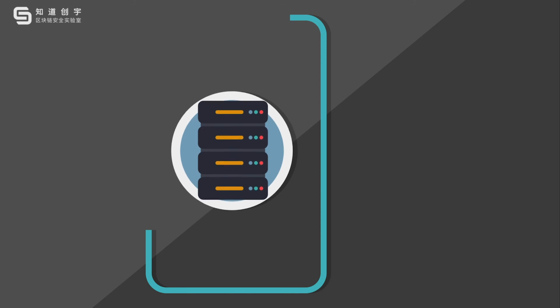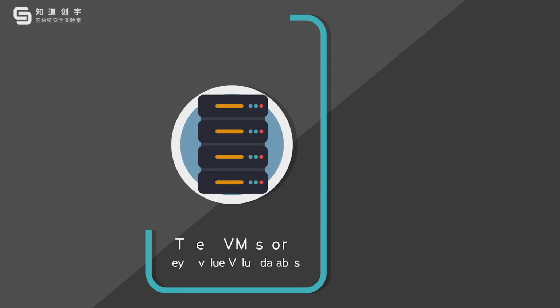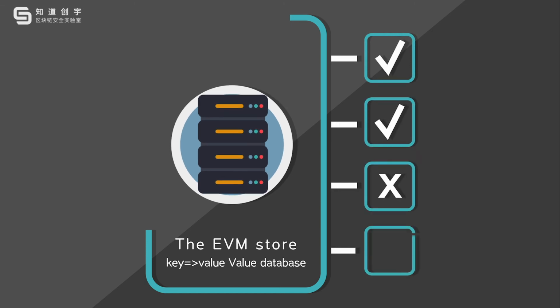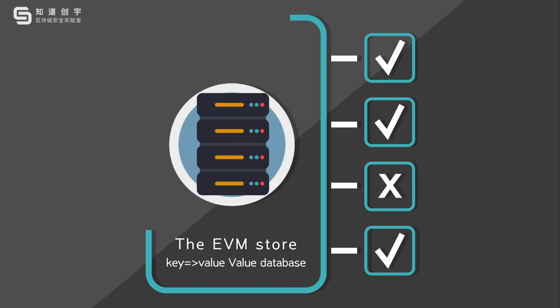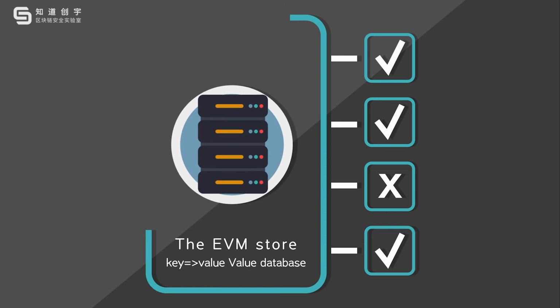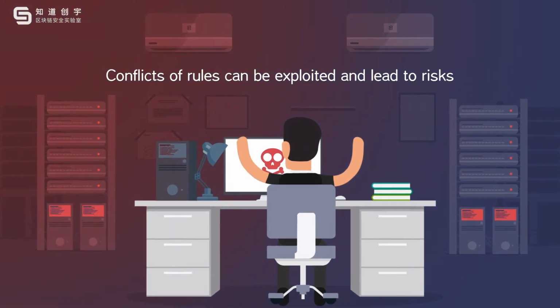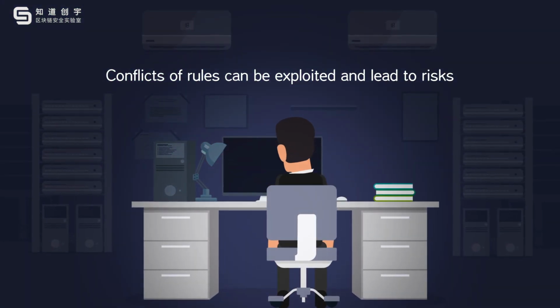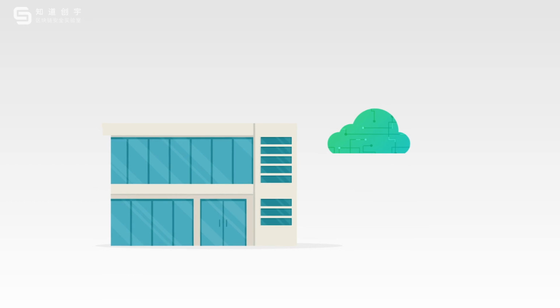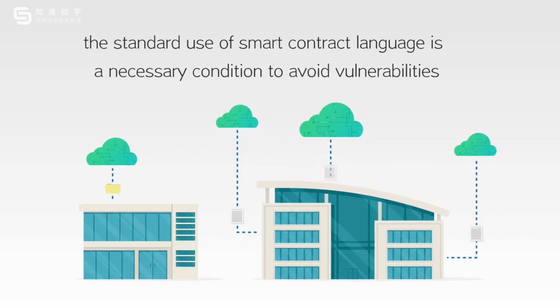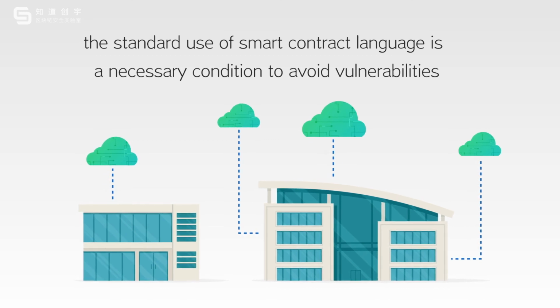As you can see, the EVM storage is a key-value database. Stored data can be checksummed to ensure consistency. It also interacts with the smart contract language. When some of the rules conflict, it's likely to be exploited by people with ulterior motives. Therefore, a standard use of the smart contract language is a necessary condition to avoid security holes.